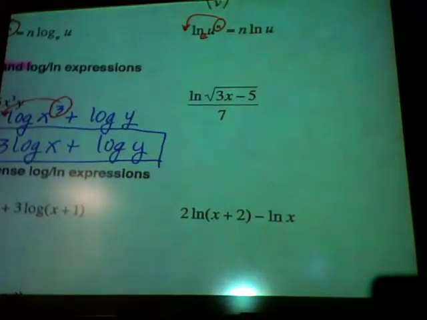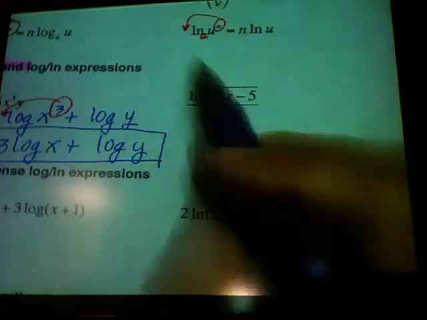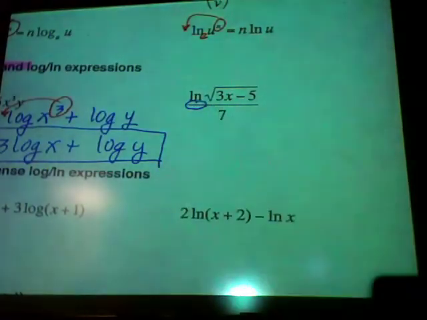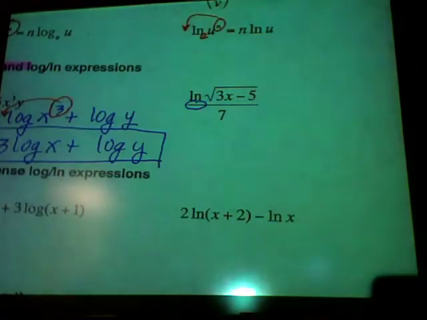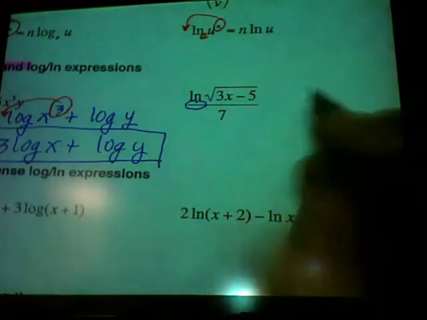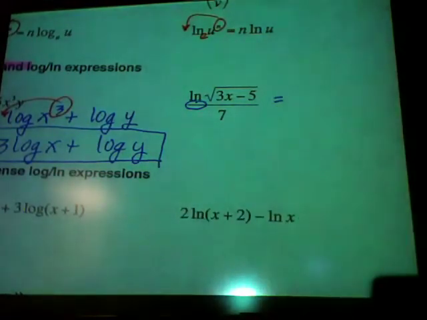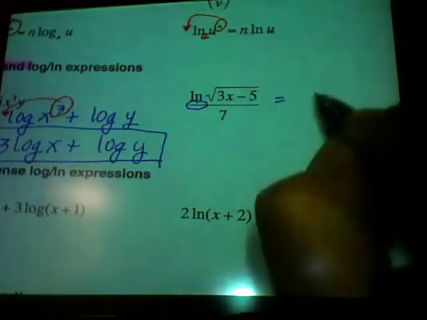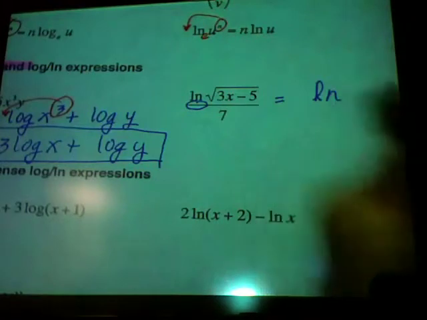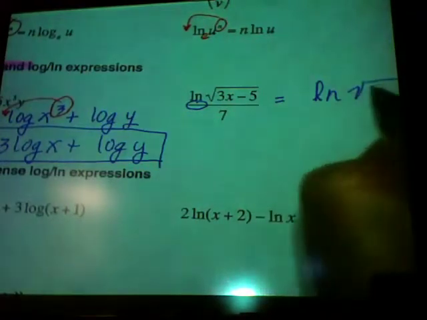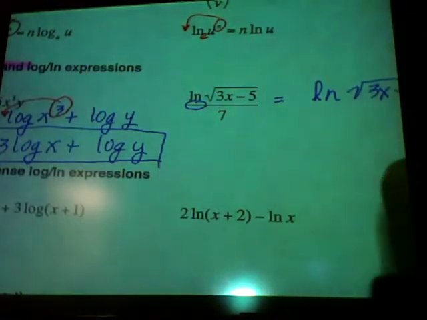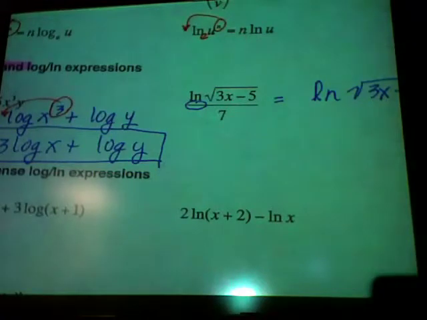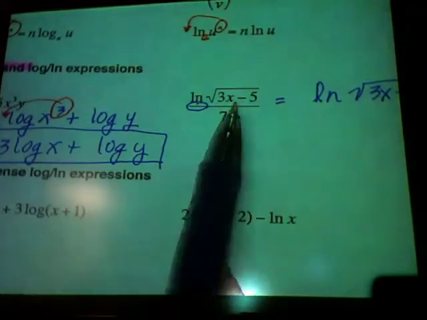All right, so look at this one. We're dividing, right? Technically, this shouldn't be here. That should be gone. So, if we're dividing, what do we do? We subtract. So we start out with the natural log of the square root of 3x minus 5 minus the natural log of 7. Whatever goes up top always comes in front of the minus sign.